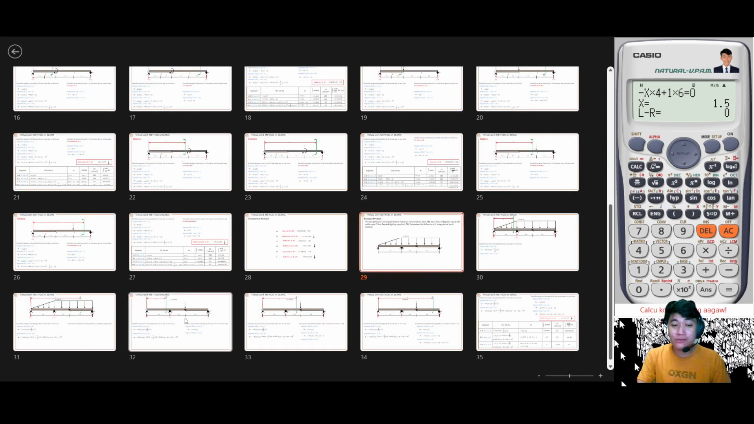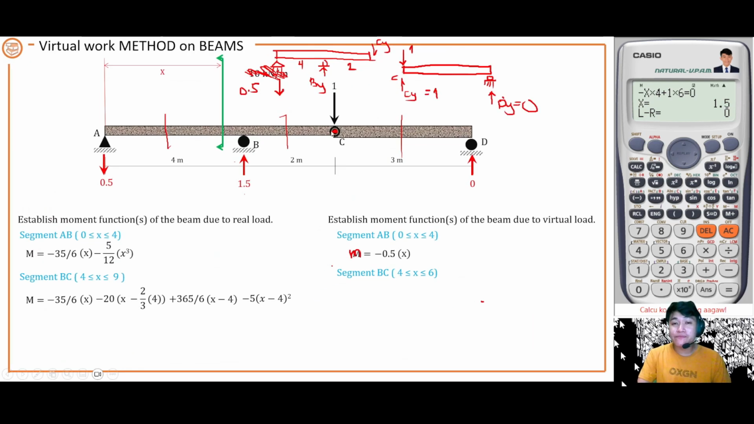Anyway, we just solved this problem just for you to identify that if you have a concentrated load, you can put it anywhere, okay? Of your point C or the cutting section, left or right man yan. Okay? So I hope you get the concept of the virtual work method.